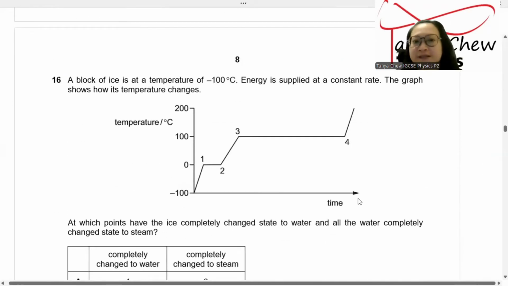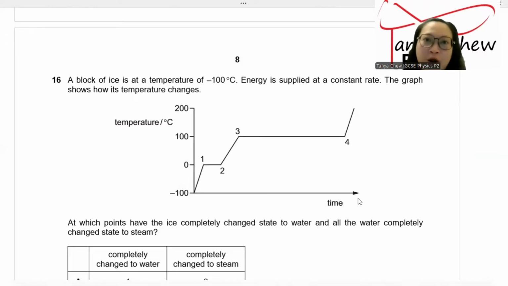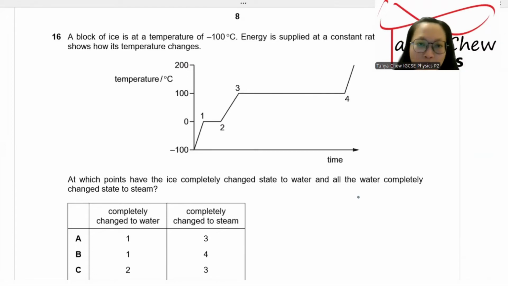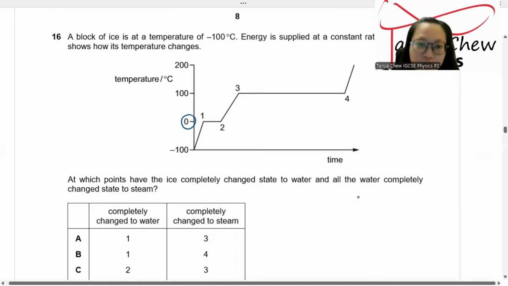Now, question number 16. A block of ice is at a temperature of negative 100 degrees Celsius. Energy is supplied at a constant rate. The graph shows how its temperature changes. At which points have the ice completely changed state to water and all the water completely changed state to steam? At this point, could you see that the melting point of the ice occurs at 0 degrees Celsius?